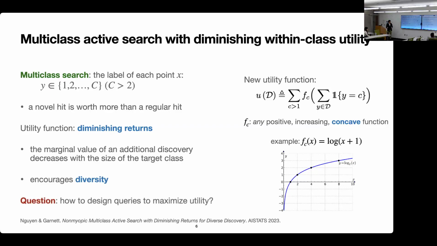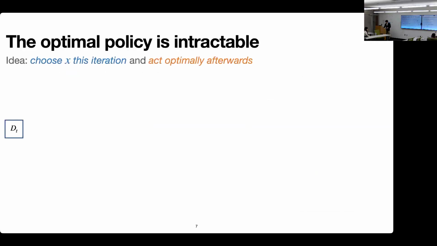Now, the question is, how can we come up with a decision-making policy, an active search policy that designs queries to maximize this utility function of interest? One particular tool that is very attractive, especially if you worked with Bayesian decision theory before, is this Bayesian optimal policy that picks out the query that maximizes the expected value of your utility function at the end of the search.